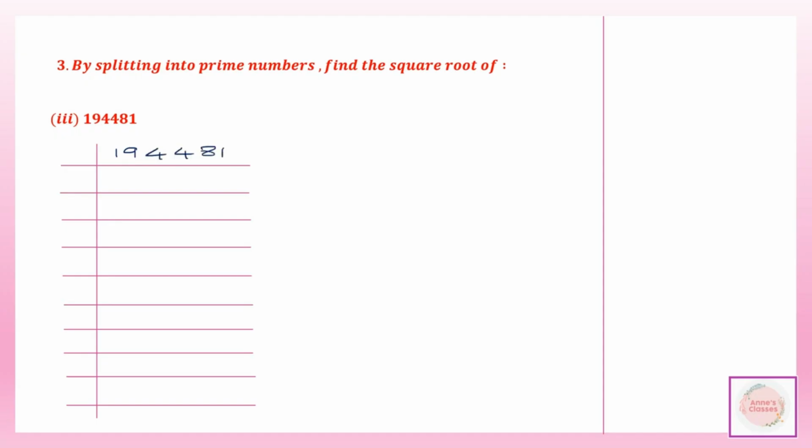1,94,481. Now is this number divisible by 3? We have done tests of divisibility, isn't it? So in that, to find if a number is divisible by 3, we have to add up all the numbers. So let's add up all these digits here and see. 1 plus 9 is 10. 10 plus 4 is 14. 14 plus 4 is 18. 18 plus 8 is 26. 26 plus 1 is 27. And 27 is in the tables of 3. 3 9s are 27, isn't it? That means this number is divisible by 3.